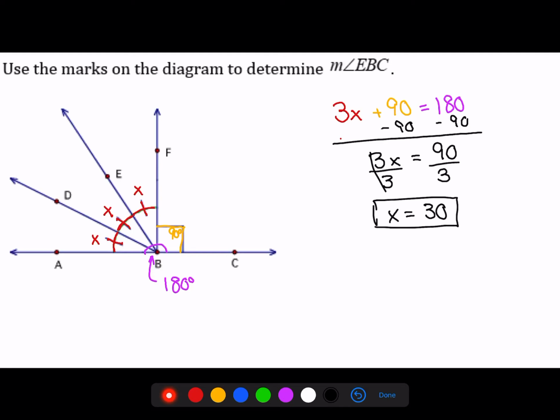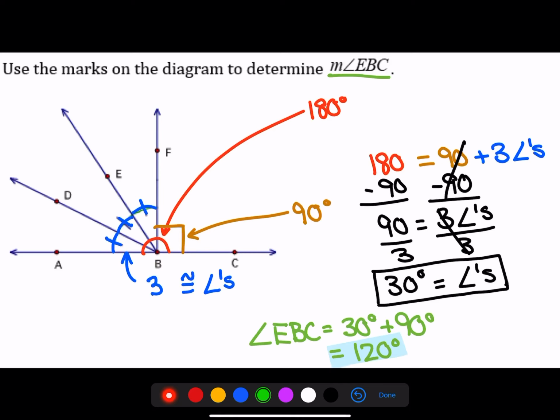But that's not what they're asking for. They're not asking for x. They're asking for the measure of angle EBC. So EBC is this big angle right here, this green angle. So that's what EBC is. So I know that this angle up top here, this red angle right here, I know that that's 30 degrees. I also still know that this is 90. So the measure of angle EBC should be equal to 30 degrees plus 90 degrees, which of course is 120 degrees. And that's our final answer.